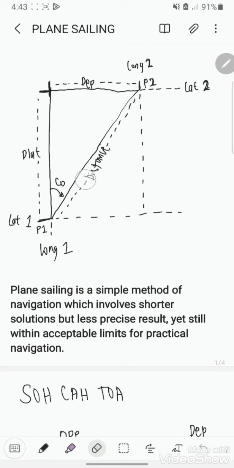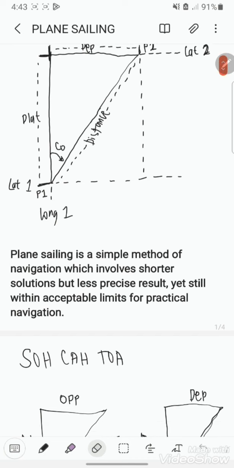In here, this is your distance, your vessel's distance as it proceeds from point 1 to point 2. The departure is the distance between longitude 1 and longitude 2. In plain sailing, the term that we use is departure. That is the distance between two longitudes.